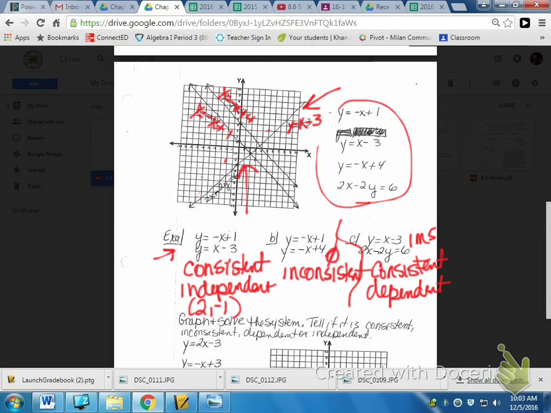So that's what you're going to have to do. You're going to have to look at sets of lines together that are already done and make a decision about their intersection. 1 point, no points, or infinitely many, and then decide consistent, inconsistent based on that information. Questions about that?